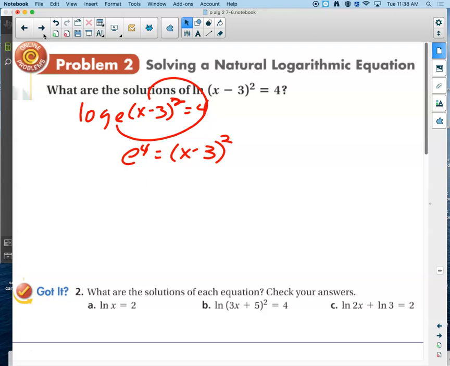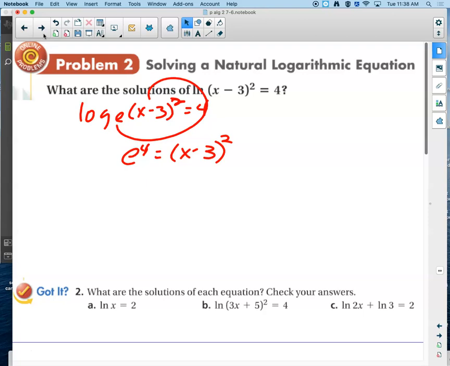Maybe I'm supposed to take x minus 3 times x minus 3 and get x squared minus 6x plus 9. Oh, buggers. Then I'd have to subtract e to the 4th, and I'd have to factor with e. You think we're supposed to factor with e? That does not sound like fun.